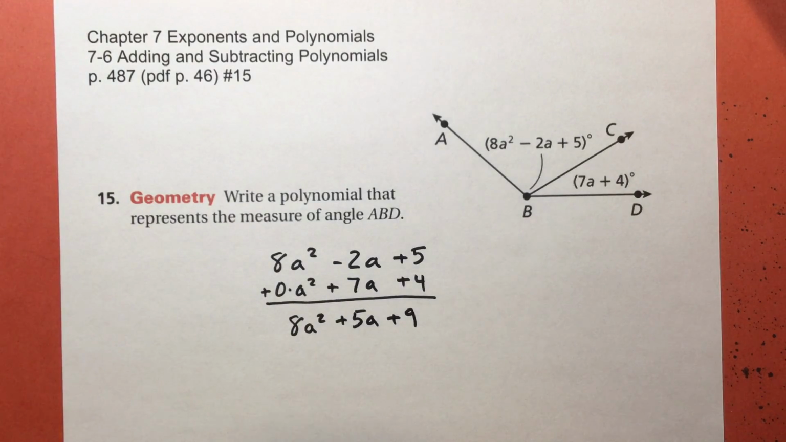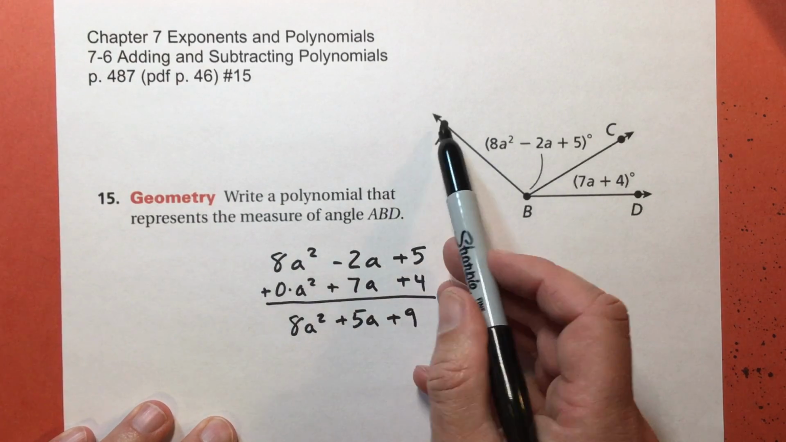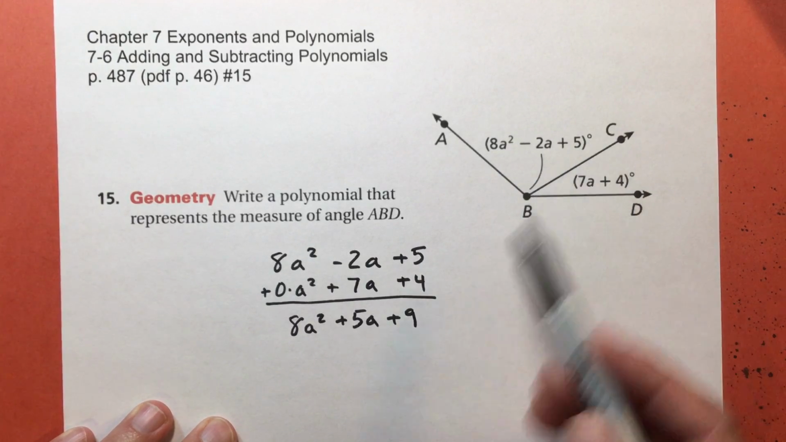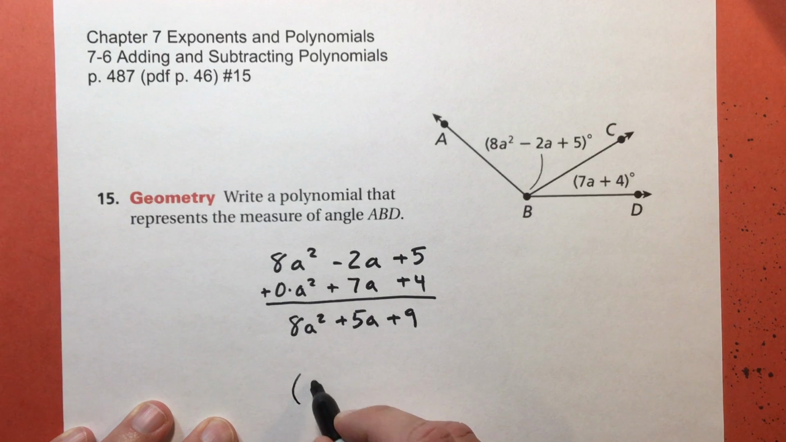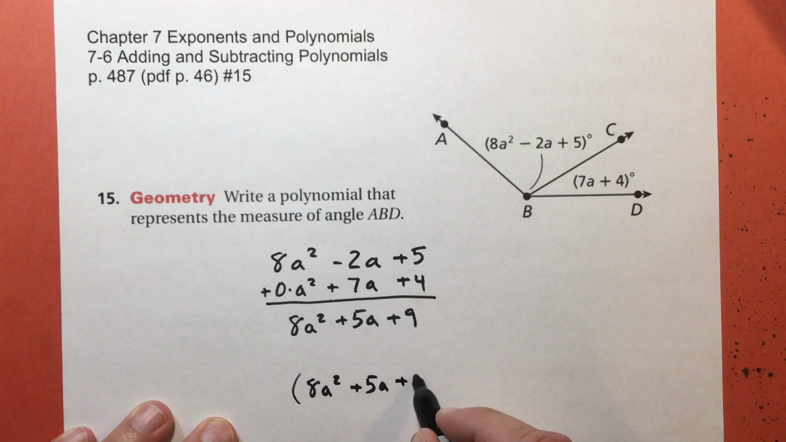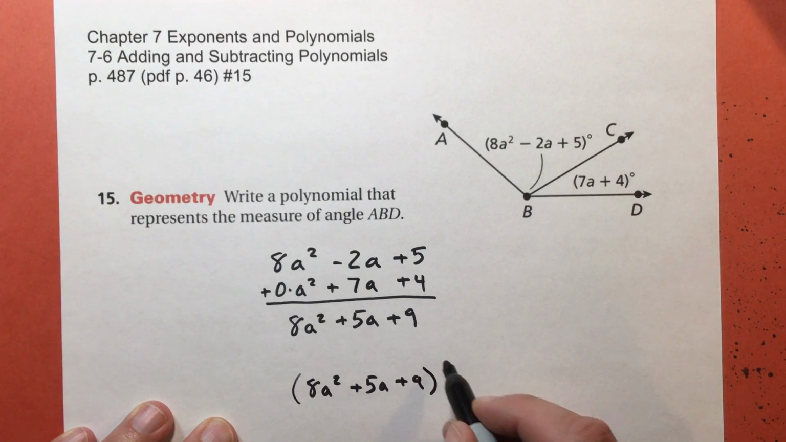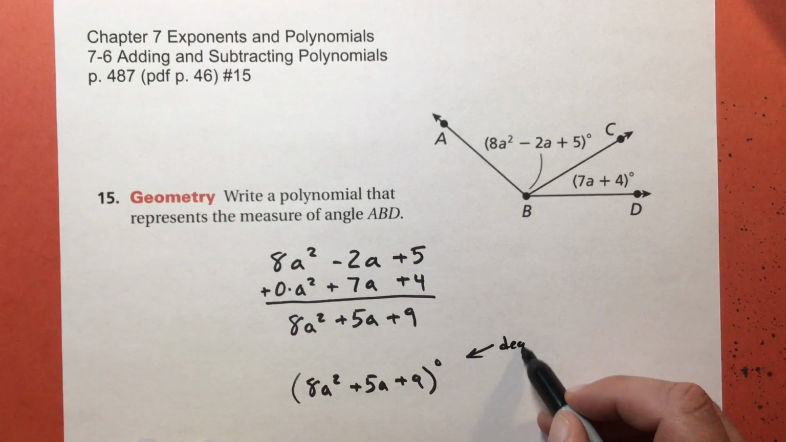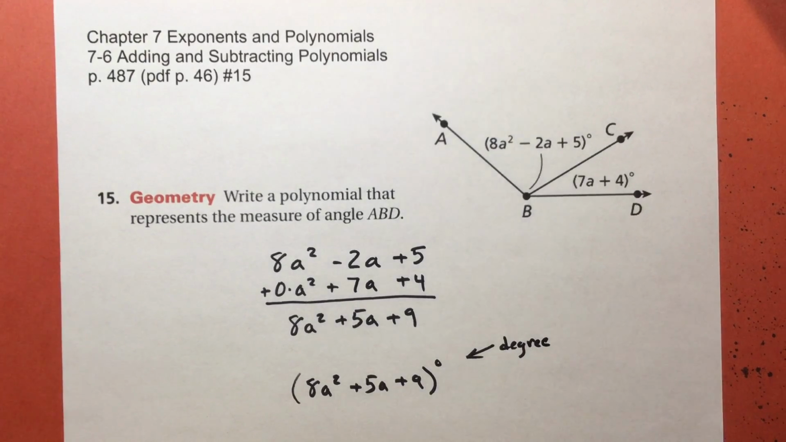And the only other part about this, and I don't want to be too tricksy about this, is that this represents the measure of angle ABD. And if you notice, all of these are measured in degrees. So now I have to write it like this: 8a squared plus 5a plus 9, parentheses around that whole thing, degrees. And that is the degree symbol, not to the 0. It's not meaning to the 0 power.